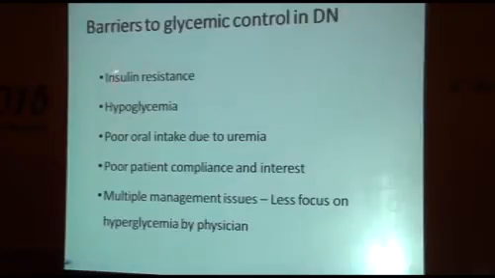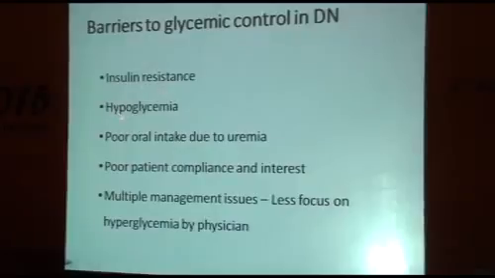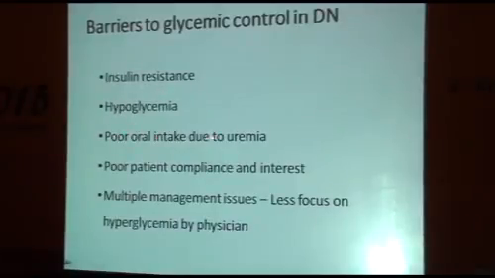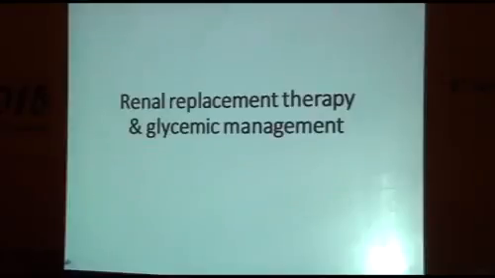So what are the barriers to glycemic control in diabetic nephropathy? The prime one is the insulin resistant state in diabetic nephropathy per se. The frequent hypoglycemias which occur in diabetic nephropathy are another barrier, along with poor oral intake due to uremia, poor patient compliance and interest, and multiple management issues with less focus on hyperglycemia and more attention paid to other issues. So these are the many barriers.